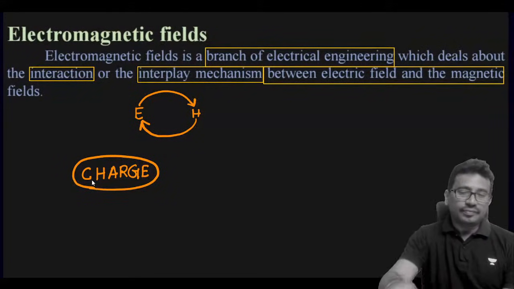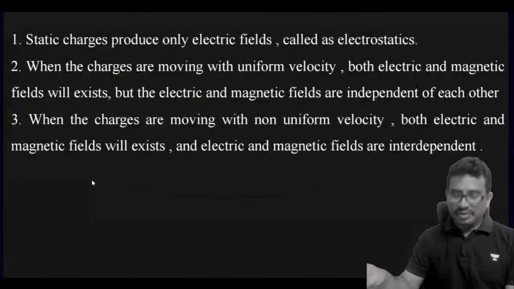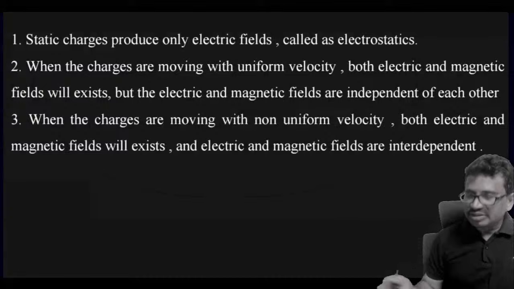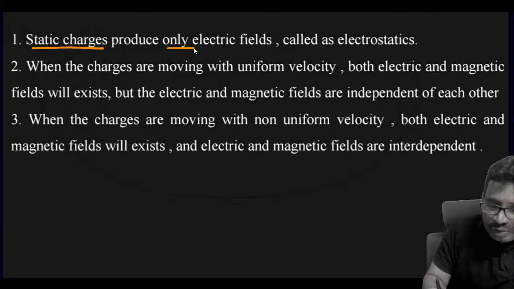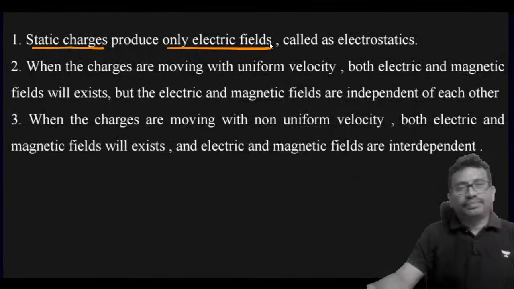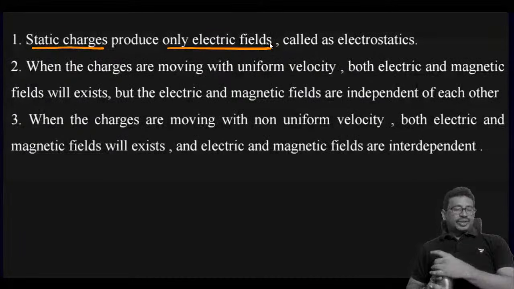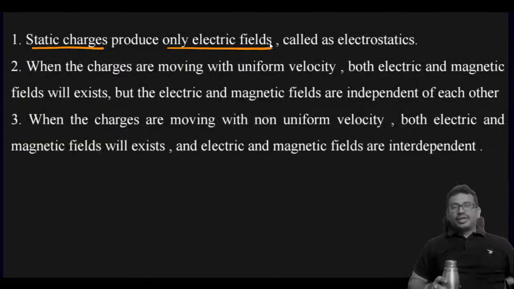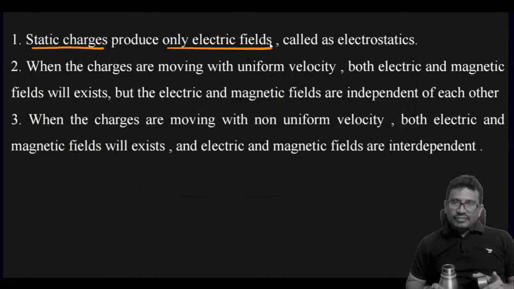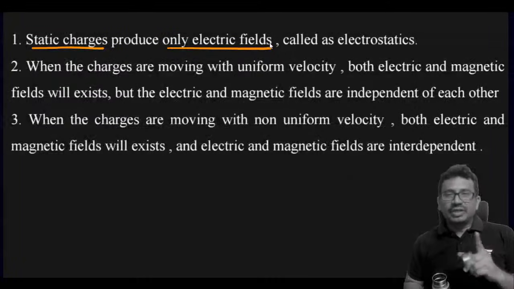Okay. What is the source of electric fields? Charge. If the charges are at rest, that means static charges produce only electric fields. If the charges are moving with uniform velocity, in that case we have electric field and magnetic field, but these electric and magnetic fields are independent.